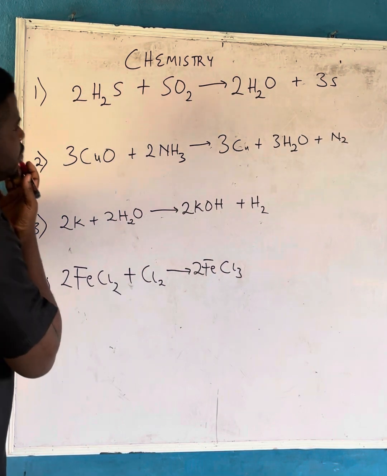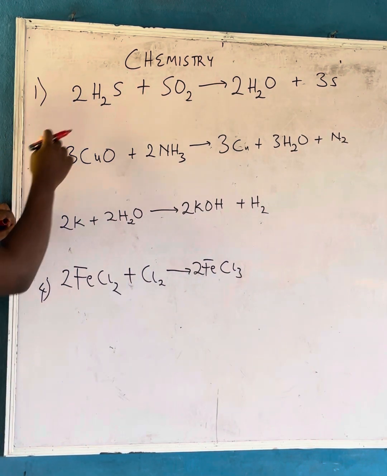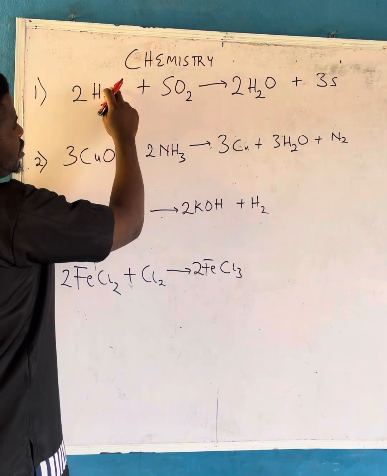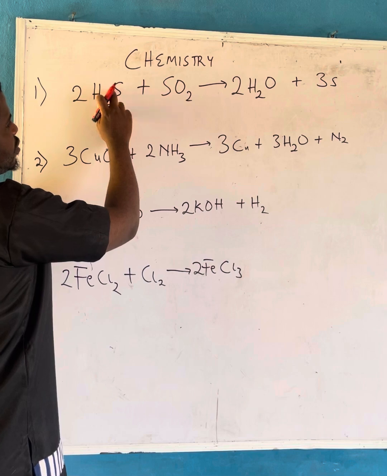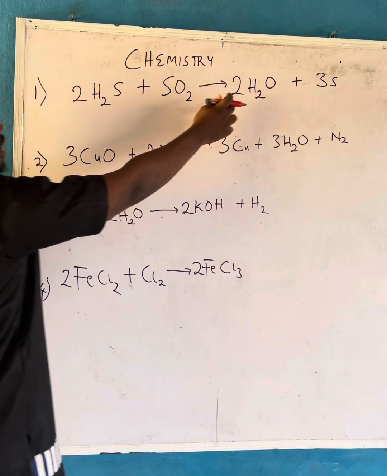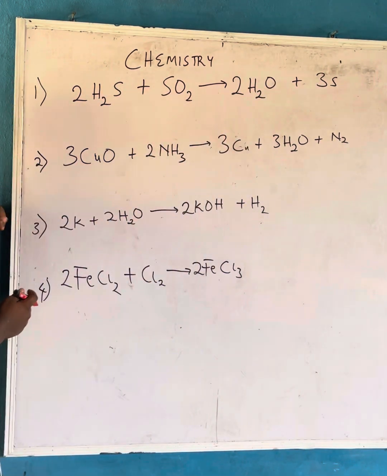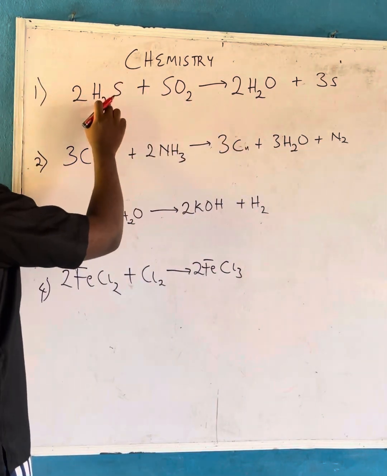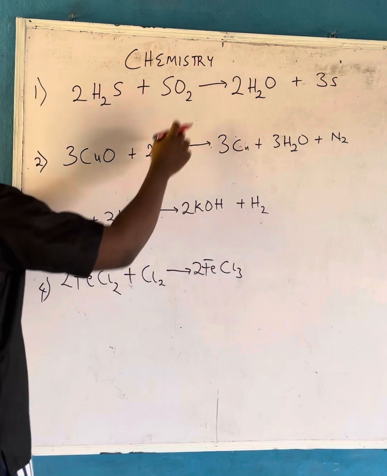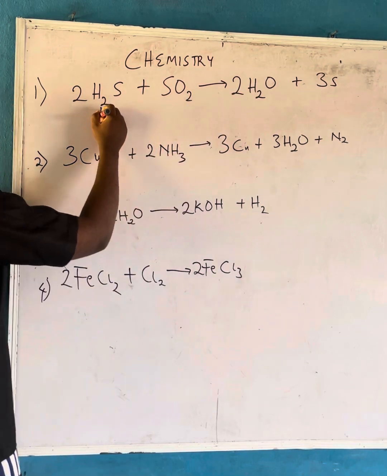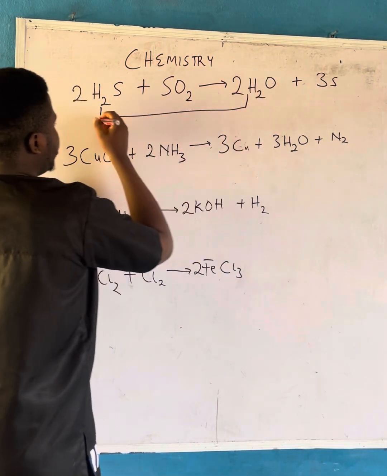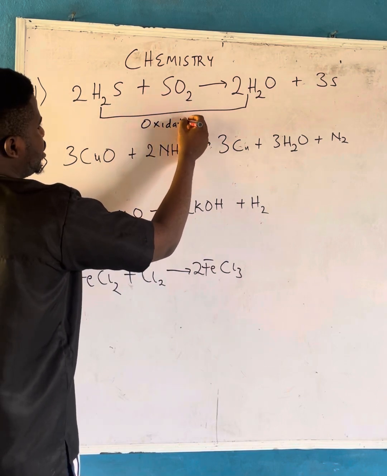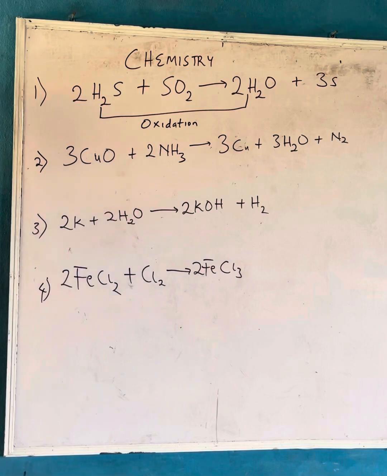So if you notice something here, in this place hydrogen sulfide, the sulfur here has been replaced with oxygen. If you look at the reactant side and the product side, we will see that oxygen has been added here. So in this place, oxidation is occurring. So that is oxidation.